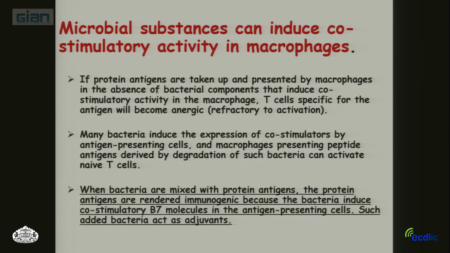Okay. So I think our discussion is over on adjuvants, right? Microbial substances can induce co-stimulatory molecules in macrophages, and I think I have talked a lot about that. I showed you the slide, and this is what I have put in words. But more important is that when bacteria are mixed with the protein antigen, it is rendered immunogenic. This is a very simplified statement, because bacteria induce co-stimulatory molecules in the antigen presenting cell. Such added bacteria can act as adjuvant. Okay.